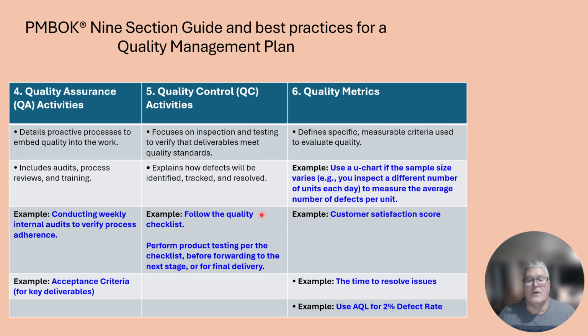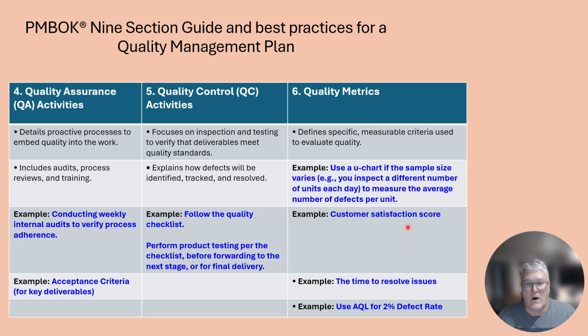An example, following a quality checklist, performing product testing per checklist before forwarding to the next stage or for a final delivery to customer. And then 6, quality metrics. Defines specific measurable criteria used to evaluate quality. For instance, a U-chart in quality assurance. U-chart is if you have the appropriate sample size, you inspect for different units to find out the number of defects per unit. There might even be customer satisfaction scores.